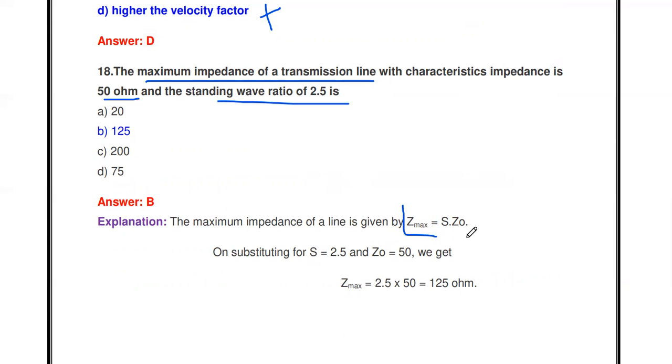The maximum impedance of transmission line is nothing but the multiplication of SWR into characteristics impedance. So standing wave ratio is 2.5. Characteristics impedance is 50. So 2.5 into 50, we will get 125 ohms. So 125 is the answer. This is an important 2-mark problem and an easy problem.